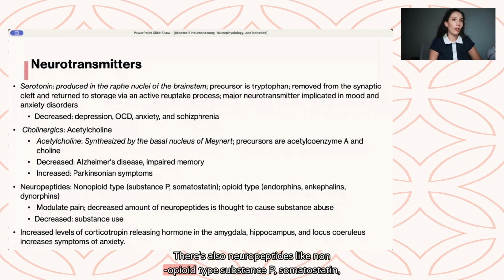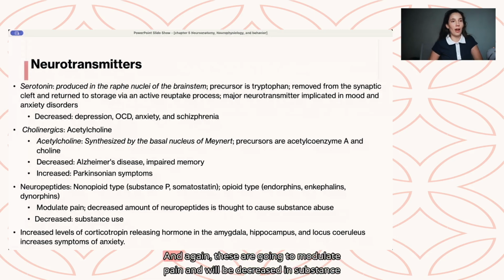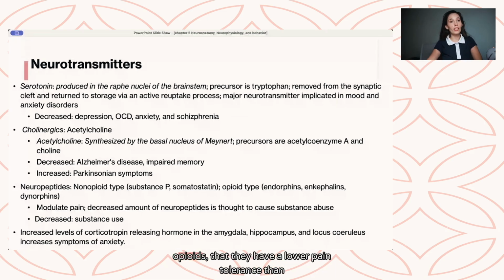There are also neuropeptides, like non-opioid types, substance P, somatostatin, and opioid types such as endorphins. You don't need to worry about these ones. You're really not going to see these on the exam. Again, these modulate pain and will be decreased in substance use disorder. There is a component with substance use disorder, specifically people who take opioids, that they have a lower pain tolerance than people who don't use those substances. So it probably has something to do with this. Just an interesting fact.